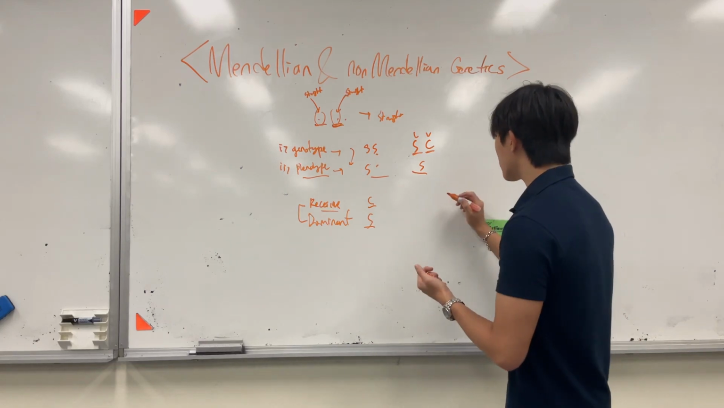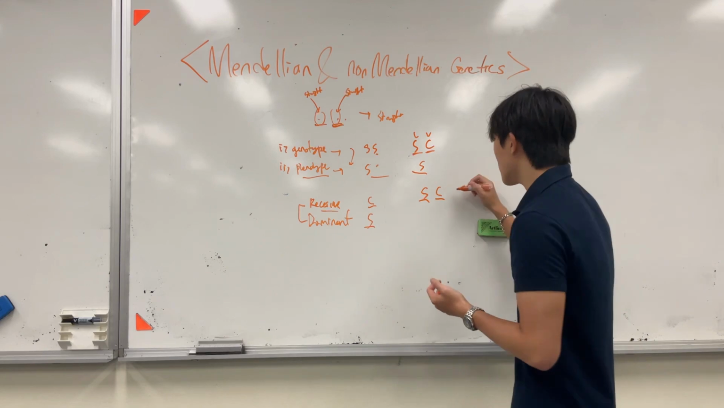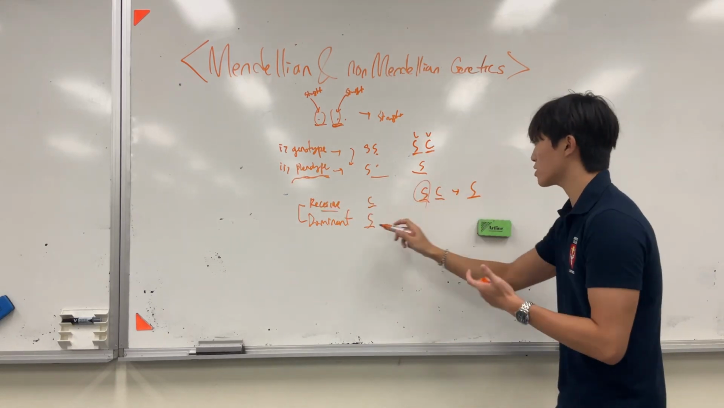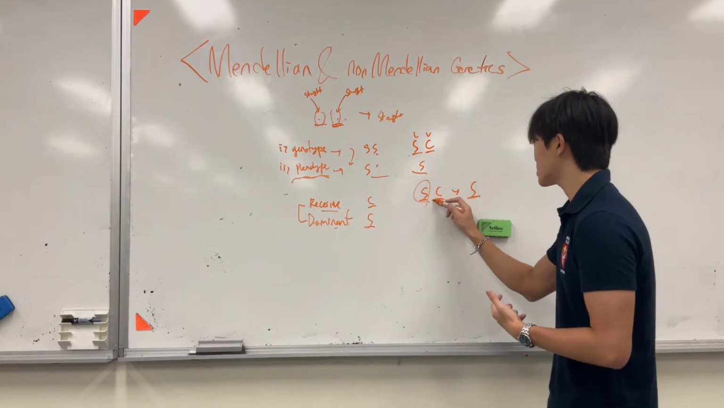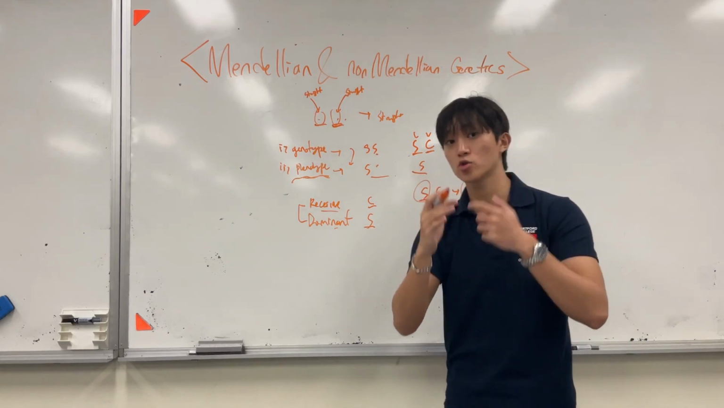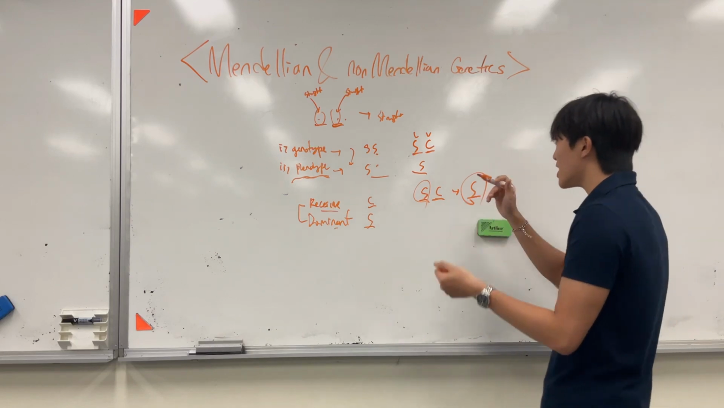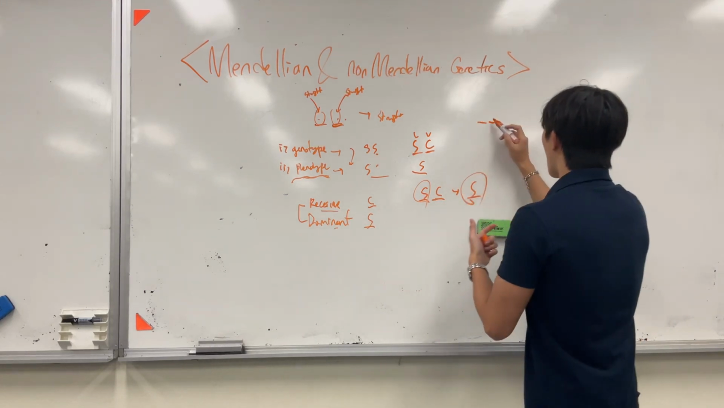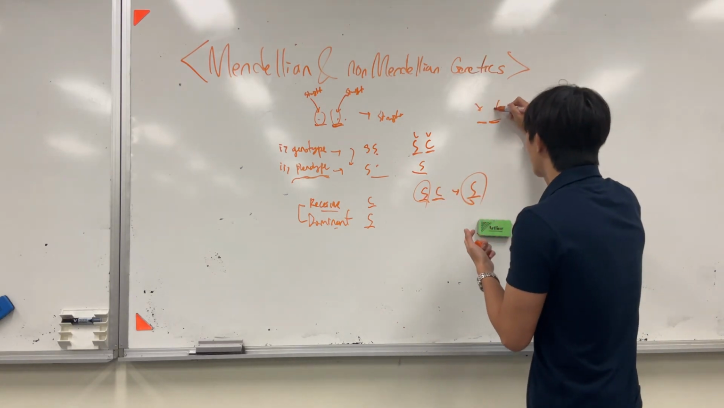That is why, if you receive one straight hair allele and one curly hair allele, you will end up having the straight hair phenotype. Why? Because straight hair is the dominant trait, so the straight hair allele will override the recessive curly allele and end up making straight hair in your body. So this is the whole point of Mendelian genetics. It tells us that all characteristics in our body are made out of two alleles, one from your mom and one from your dad.